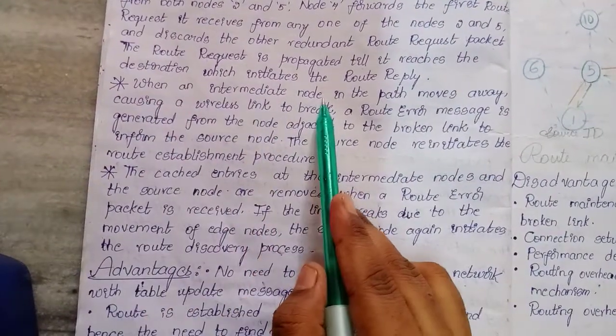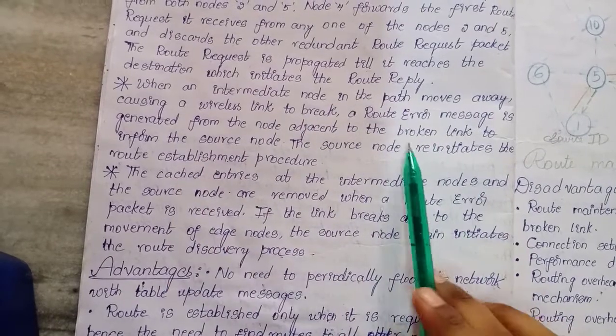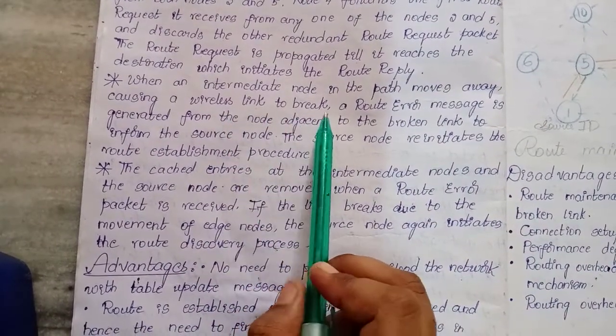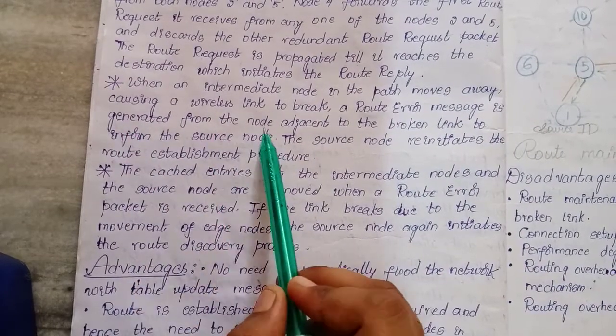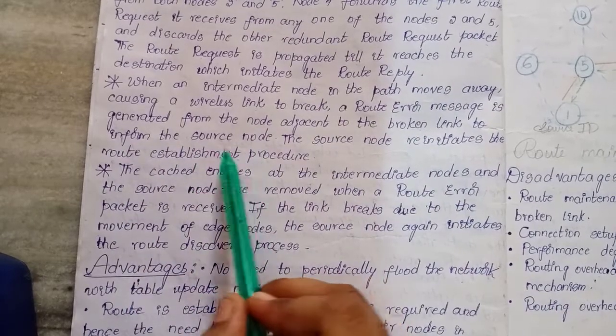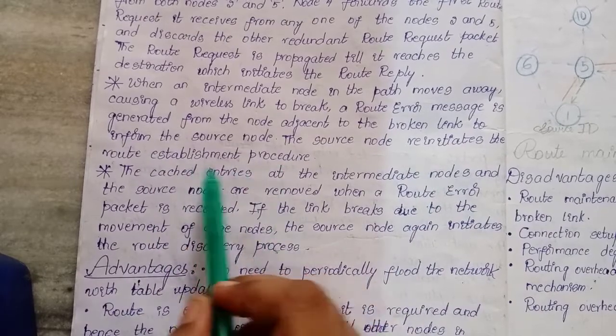When an intermediate node in the path moves away, meaning a path break, causing a wireless link to break, a route error message is generated from the node adjacent to the broken link to inform the source node. The source node reinitiates the route establishment procedure. Let us see.